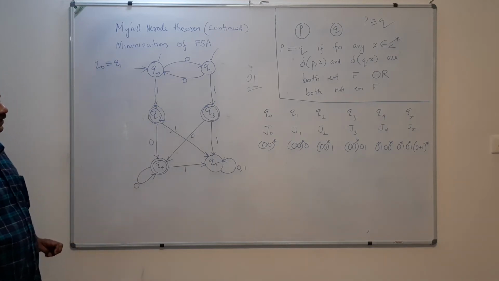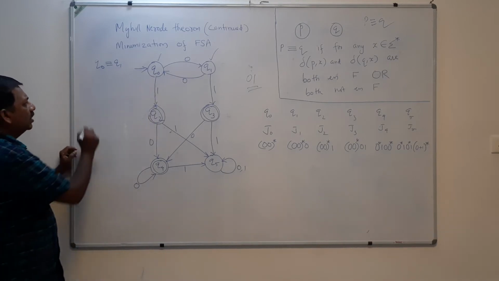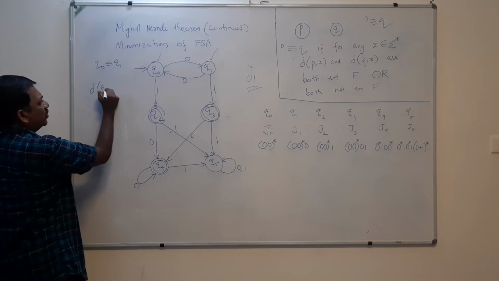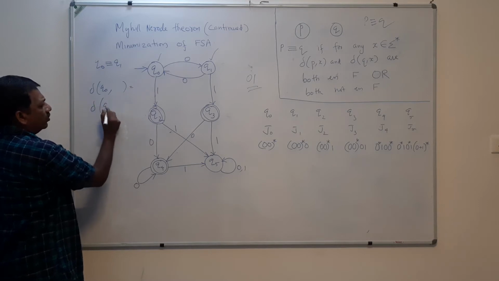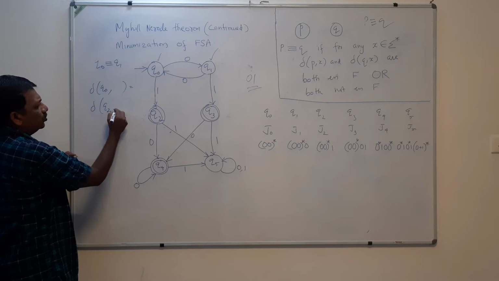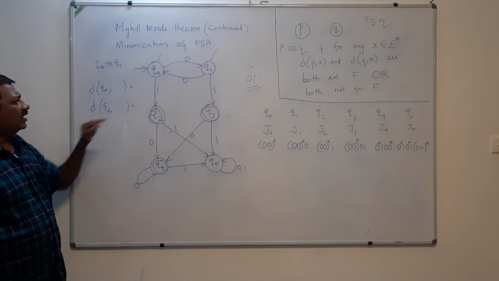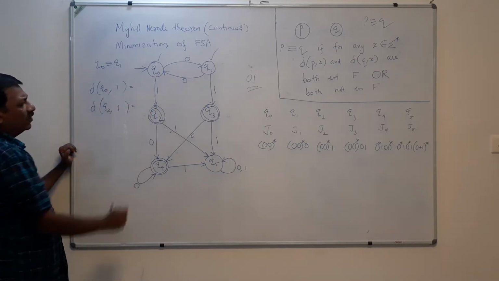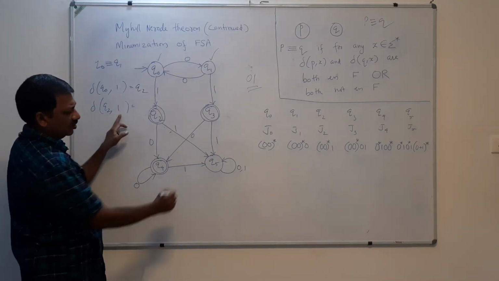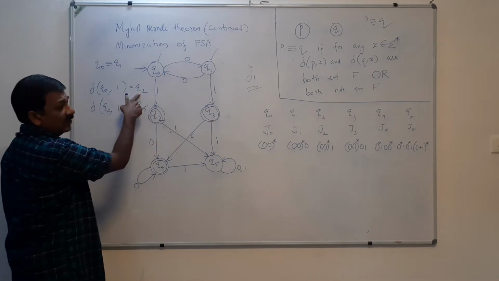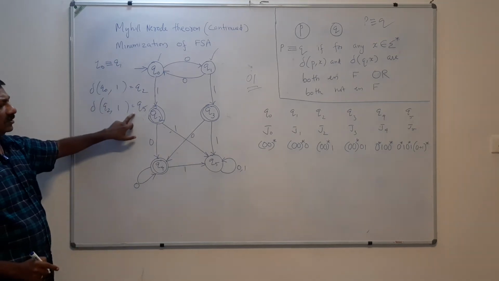And now I am going to check whether Q0 and Q2 are equivalent. I am going to check whether delta of Q0 on an input string equals delta of Q2 on the same string. If you are applying 1 here, Q0 on 1 is Q2, and Q1 on 1 is Q5. Q2 is a final state and Q5 is a non-final state. That means these two are not equivalent.